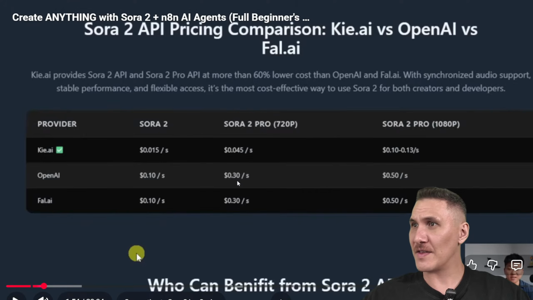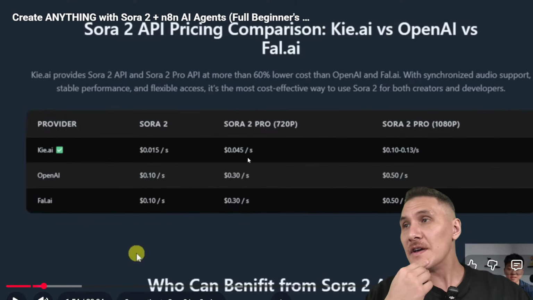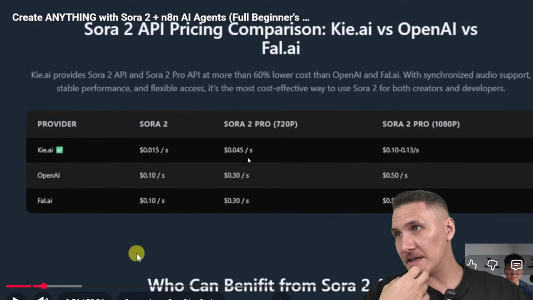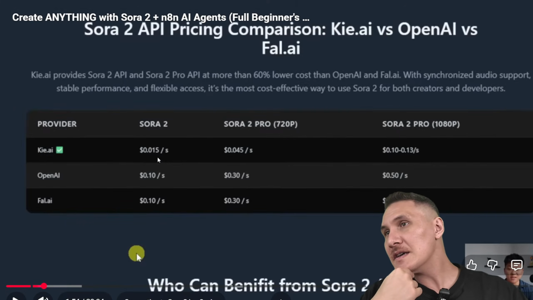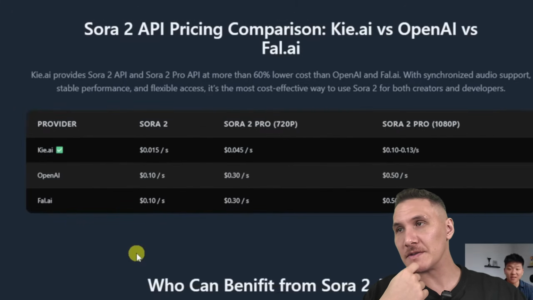Cool. So they used to charge 30 cents for 10 seconds worth. Oh no, per second. So if we want to generate a 10-second clip, that's 45 cents. If we want to generate a 10-second clip with low resolution, it's going to be 15 cents.